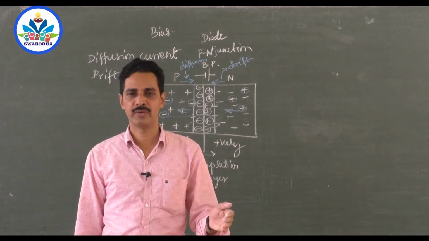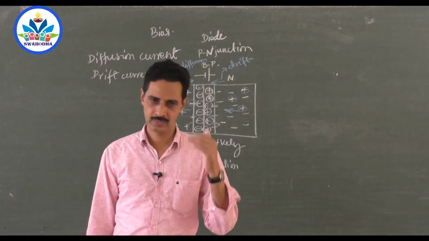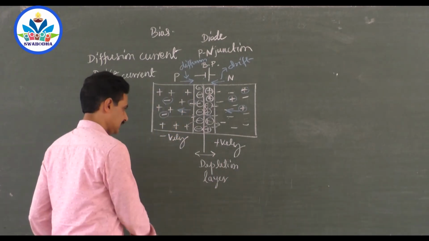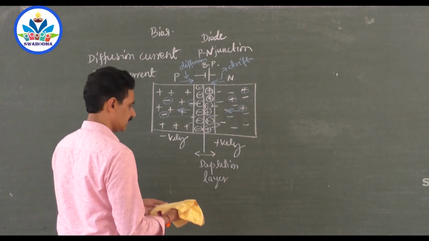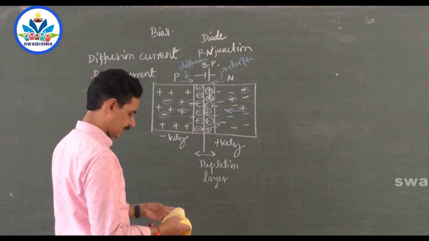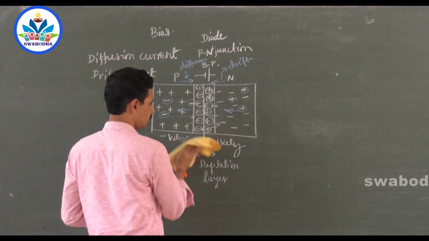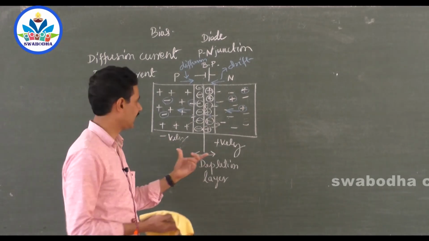So what do you mean by forward bias? What do you mean by reverse bias? We will see it now. That is the main thing. So a diode can be used in two ways, forward bias and reverse bias. See, there are two ends for this one, the P side and the N side.